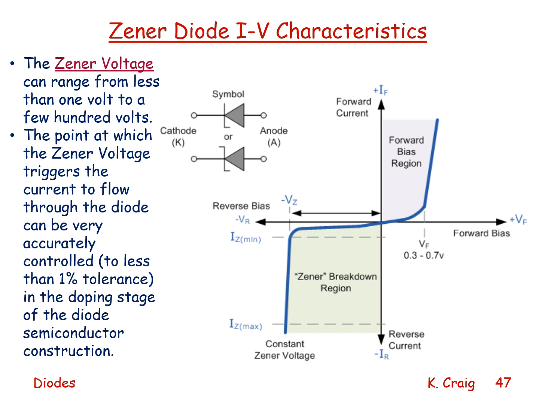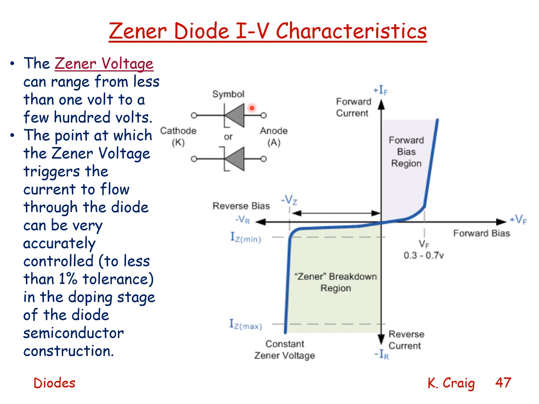Here we see a graph of the Zener diode current voltage characteristics. The Zener voltage can range from less than 1 volt to a few hundred volts. The point at which the Zener voltage triggers the current to flow through the diode can be very accurately controlled to less than 1% tolerance in the doping stage of the diode semiconductor construction.